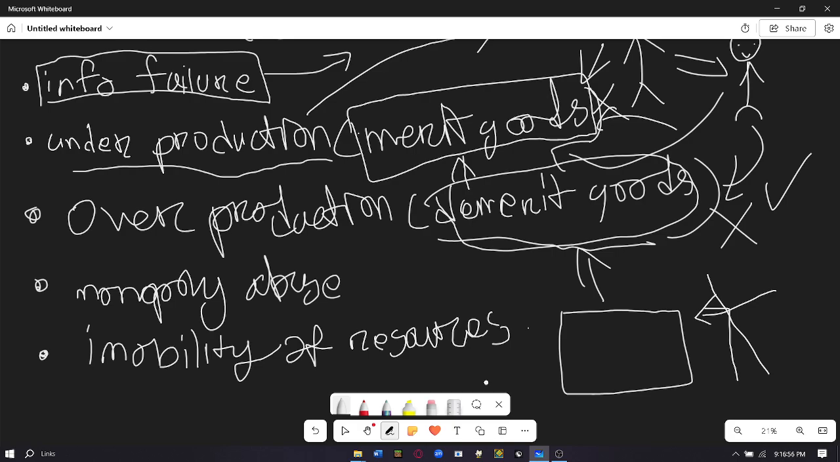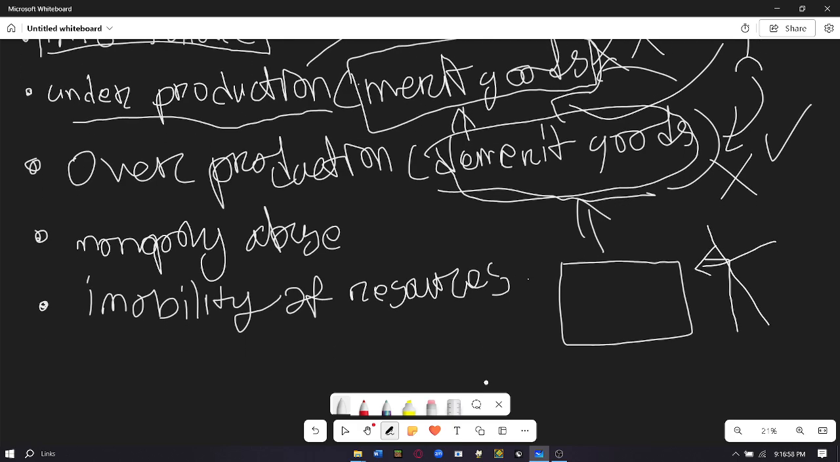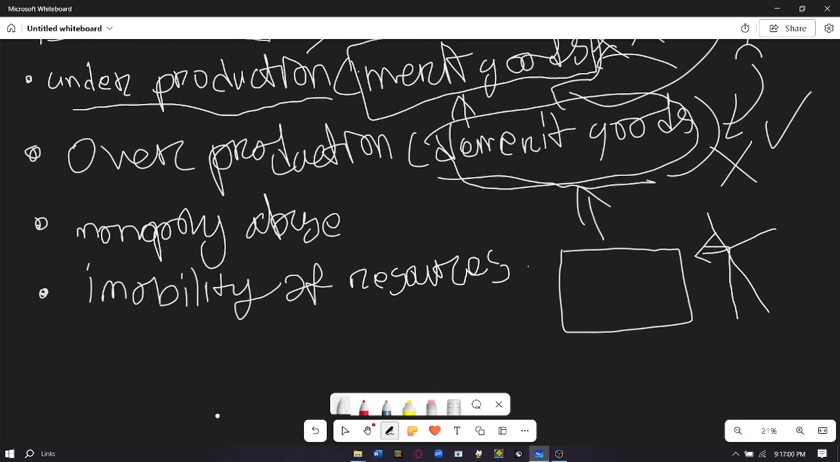And the last point is called the immobility of resources. The immobility of resources basically refers to how mobile a resource is, how easy it is for us to move it around. And usually, the more immobile it is, the more people want it, because that means it's harder to get across, so we give them a higher profit.